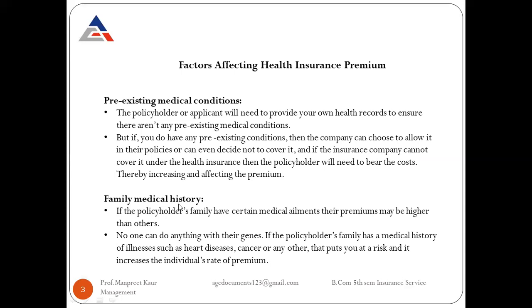The second one is the family medical history. According to this, if the policyholder or individual's family has certain medical ailments, their premiums may be higher than another's. If a policyholder opts for the health insurance premium, but prior to that they go with their family's medical condition too, if they cover their family members as well, then they need to pay a higher amount of premium as compared to an individual medical insurance. No one can do anything about their genes if the policyholder's family has a medical history of illness such as heart disease, cancer, or any other.